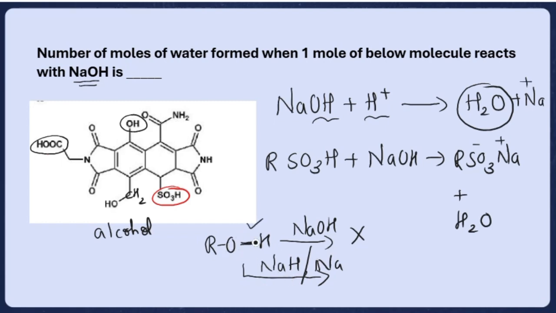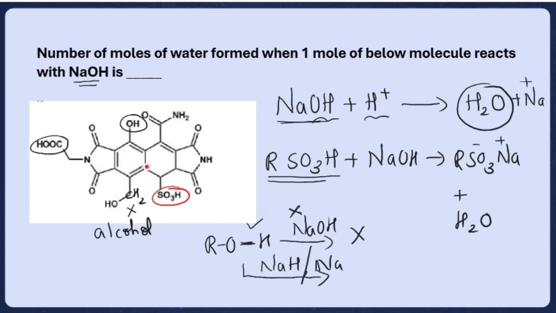So what do you understand from this? If the acid is strong, then it will react with a moderate base and form water. If the acid itself is weak, it will not react with a base like sodium hydroxide. We need a stronger base like sodium hydride or sodium. Therefore, you can eliminate alcohol here.